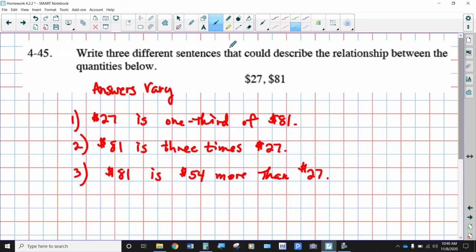Write 3 different sentences that could describe the relationship. So there are lots of different things you could say. First thing I noticed is this is 1/3 of that, and this was 3 times that. So I took care of that right away. But you could also talk in terms of 81 being $54 more than 27, or you could have said 27 was $54 less than 81. So there were a few different statements that you could make comparing those 2 quantities.